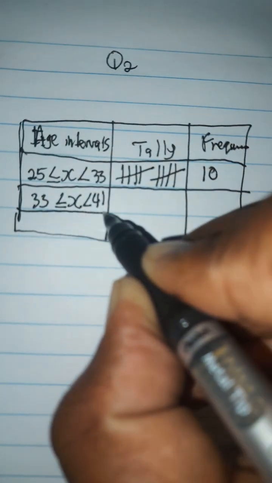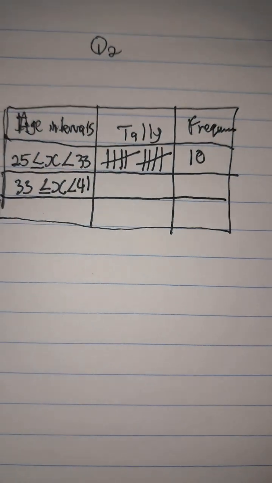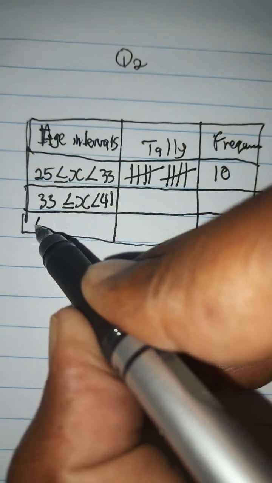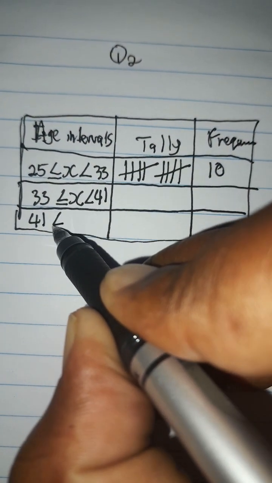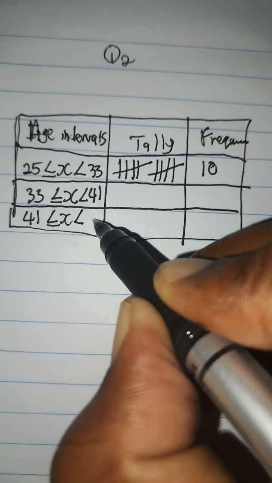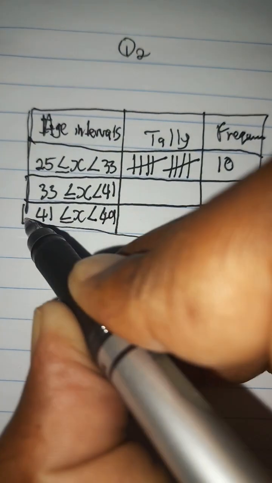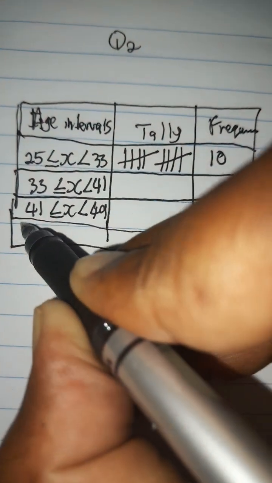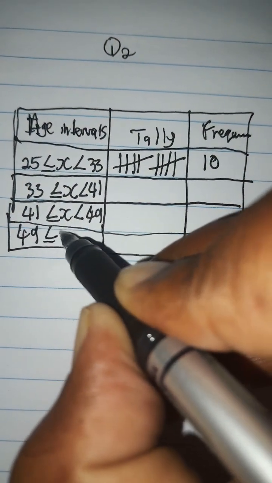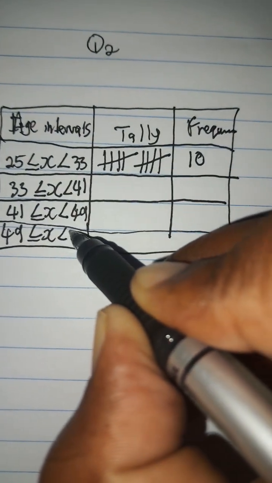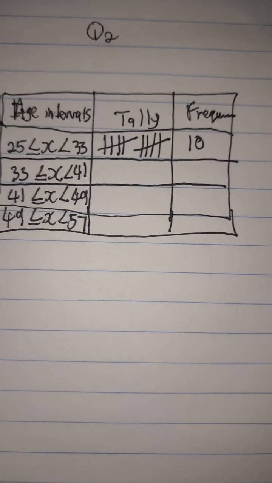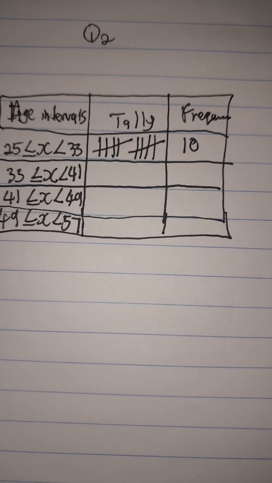So we will have to see how many there are. So let's go to our table and do the same. Let me just complete this table. 41 is less than or equal to x, but less than 49. We will also have to put 49 is less than or equal to x but less than 57. Okay, so let's fill this, guys.